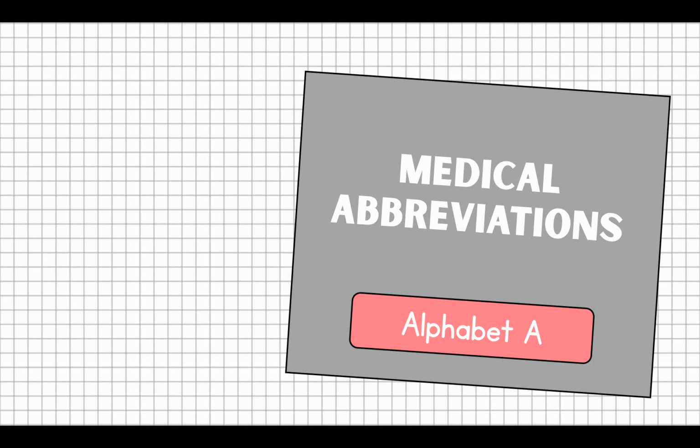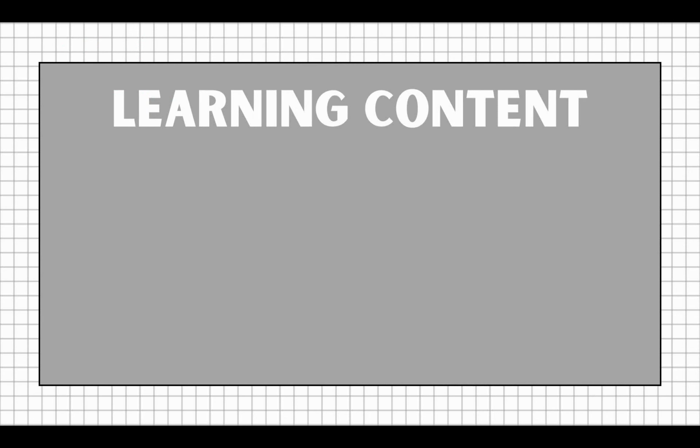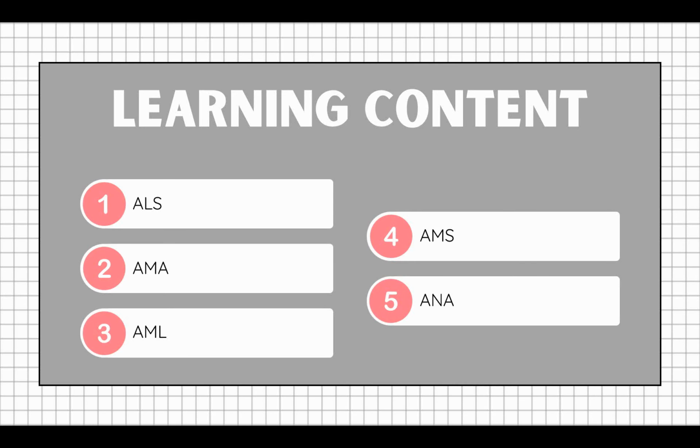In this video lecture, we will discuss medical abbreviations with alphabet A. So let's begin. In this video lecture, we will discuss the medical abbreviations with letter A, such as ALS, AMA, AML, AMS, and ANA.